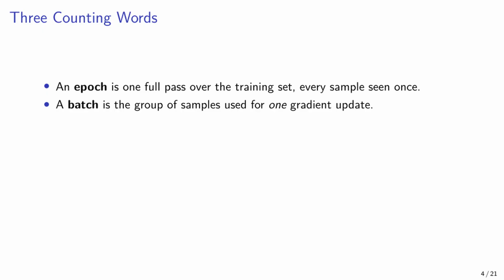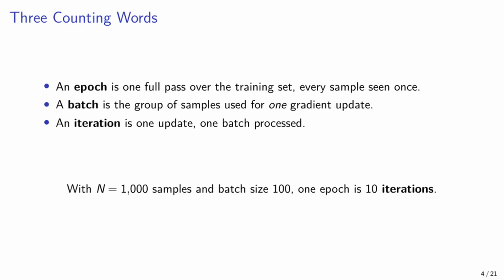The second is batch. A batch is the group of samples used for one gradient update. And the third is iteration. An iteration is one update, that is, one batch processed. Epoch, batch, iteration. Put numbers on it. With 1000 samples and a batch size of 100, one epoch is 10 iterations. 10 batches of 100, 10 updates, one pass.